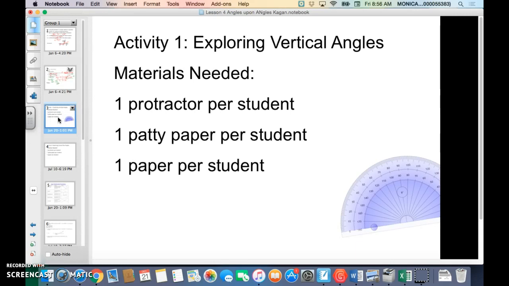All right, so the first activity we're going to do today in our groups is that you're going to explore vertical angles. You're going to need one protractor, one piece of patty paper, which is just that clear paper that you can see through, tracing paper basically, and one paper. I will provide the paper, so if you were absent, you're going to need to see me to get that handout. And you just read the directions, assign roles in your groups, and make sure that everybody's participating.